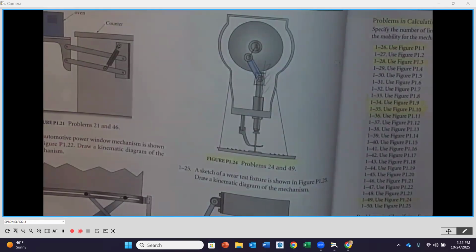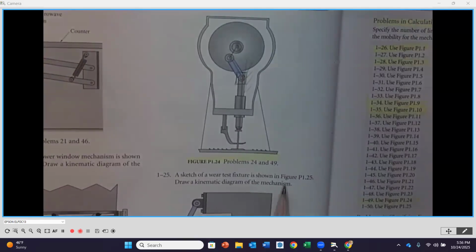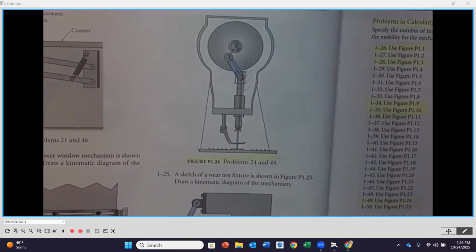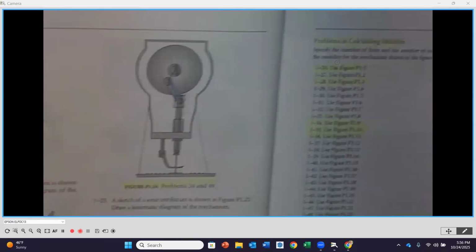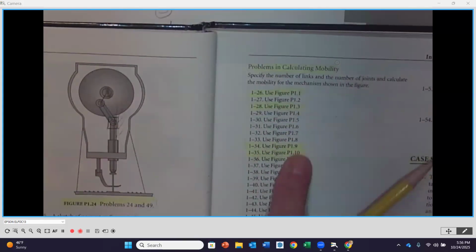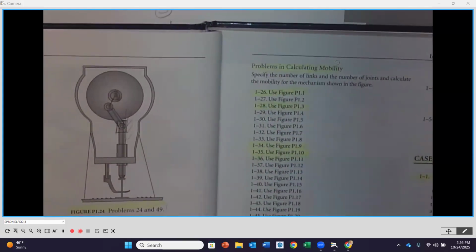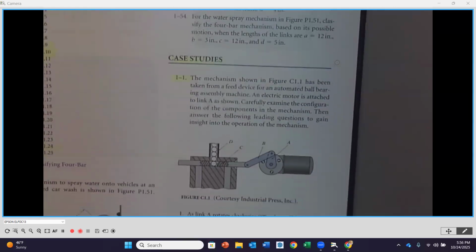Okay. All right. Any other questions? Okay. All right. Now, those are the diagrams. And don't forget that each one of those has a corresponding second part of the problem that is going to be calculating the degrees of freedom. So those are here.